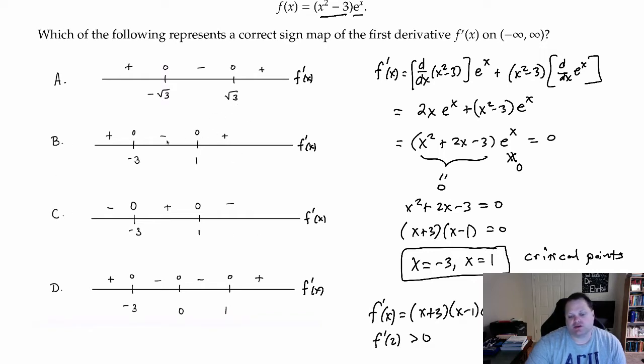Let's just take it a little bit further and also test between negative 3 and 1. So let's test 0. If you plug 0 into the derivative, you get positive, negative, positive. So that's a negative sign. So the second derivative would be negative. Or excuse me, the first derivative at 0 would be negative.